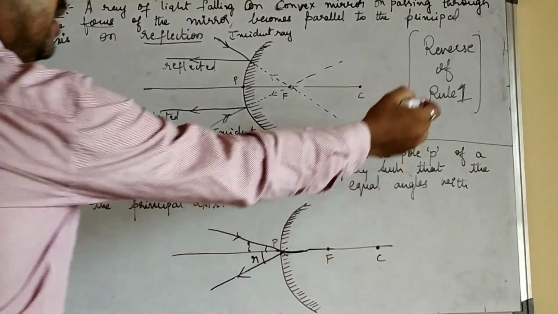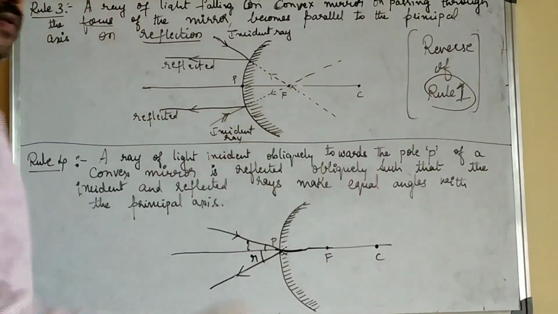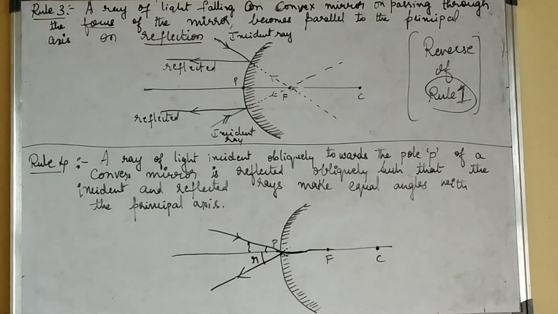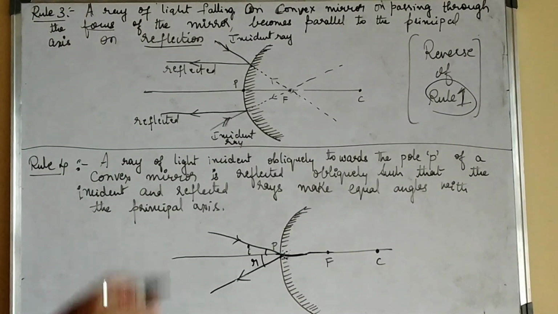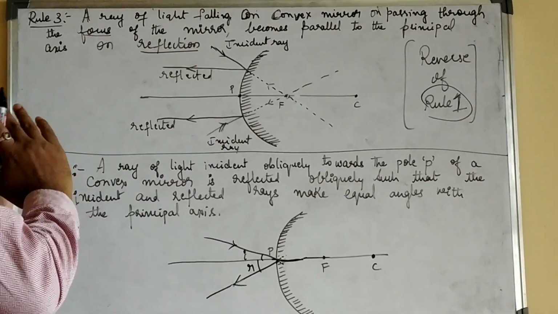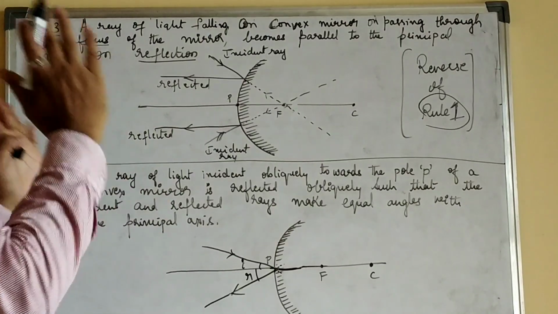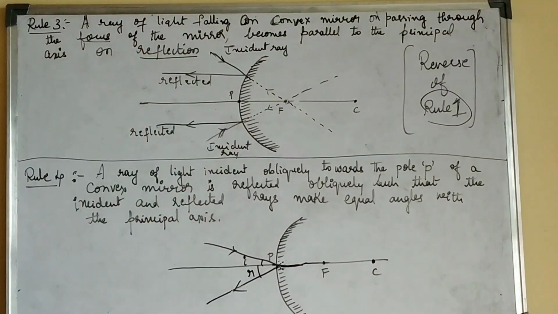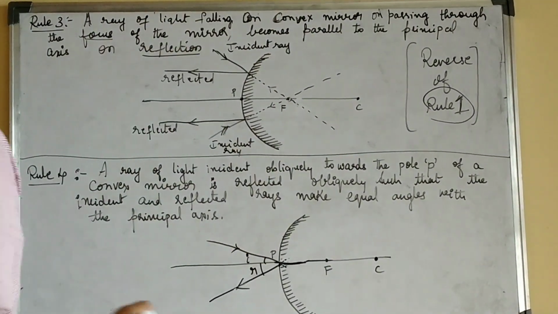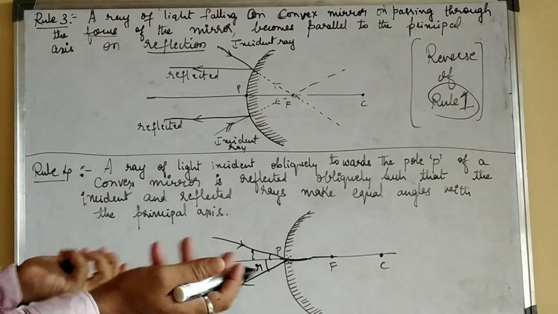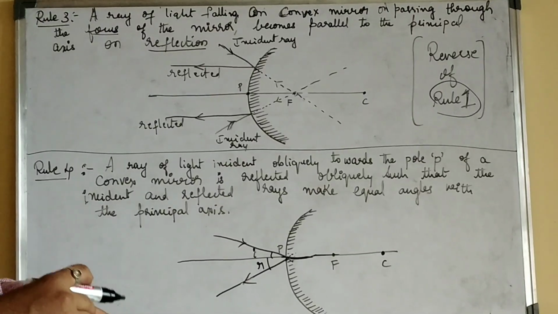This is nothing but the reverse of rule 1, right? I repeat, a ray of light falling on the convex mirror and passing through the focus. You know where the focus and the center of curvature are, right? Their position you should remember. Whenever you are reading that sentence, you should remember that those are towards the other side of the mirror, that is, on the virtual part. On the focus of the mirror, it becomes parallel to the principal axis on reflection.